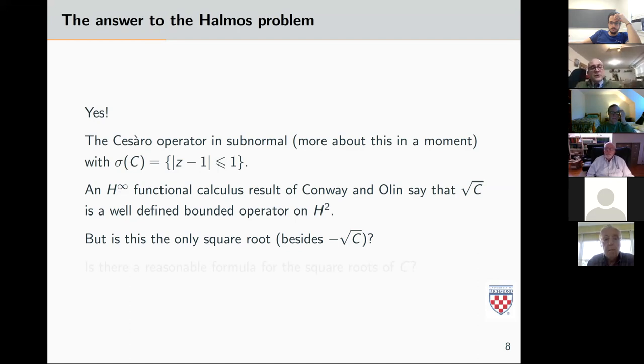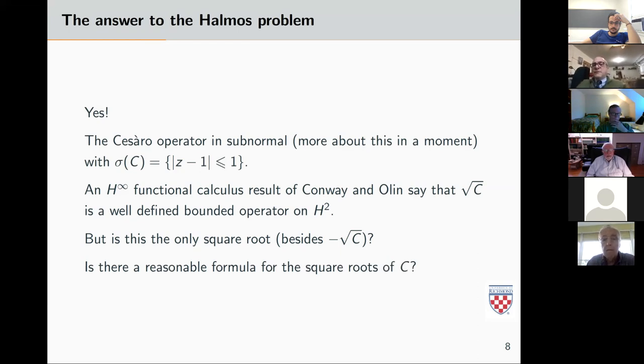And I teach at an undergraduate college, so we're into formulas for things. Is there a nice formula for the square root that I can put in a box, that a student could put on a flashcard or something like that? So that's going to be the focus of the talk.